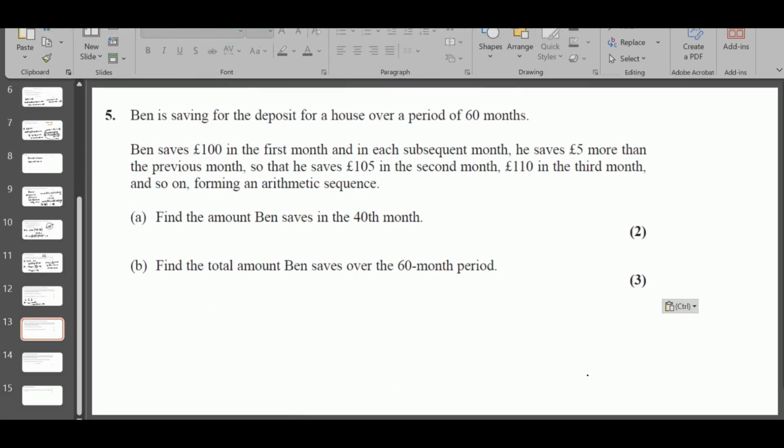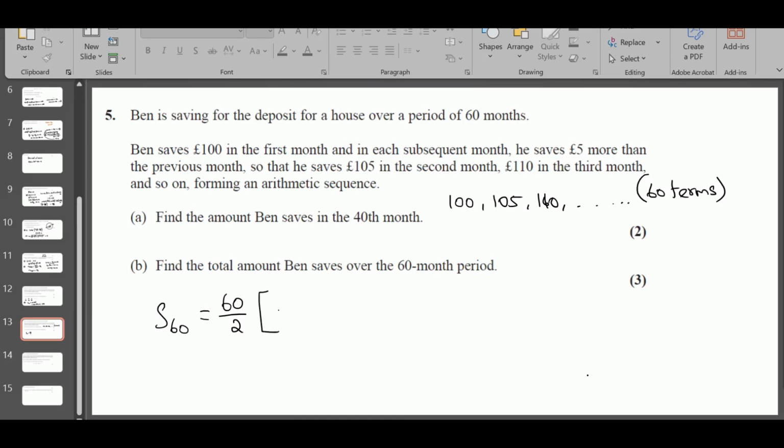Part B. Find the total amount he saves over the 60-month period. Okay, in the first month he saved 100 and 105, 110, etc. Now 60 months is the same as 60 terms here. They want us to find S60. The formula is n over 2 times 2a, the first term, 2a plus 60 minus 1 times the common difference. Just calculate this.